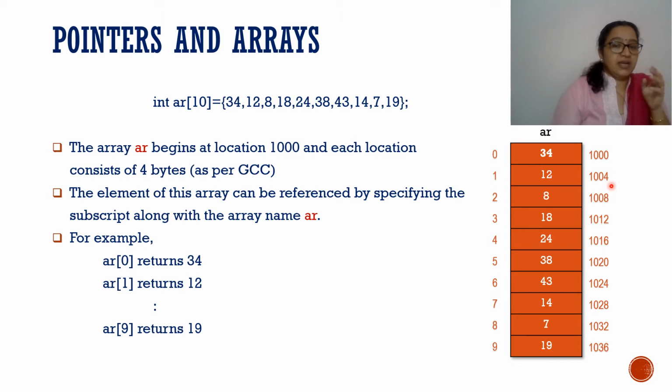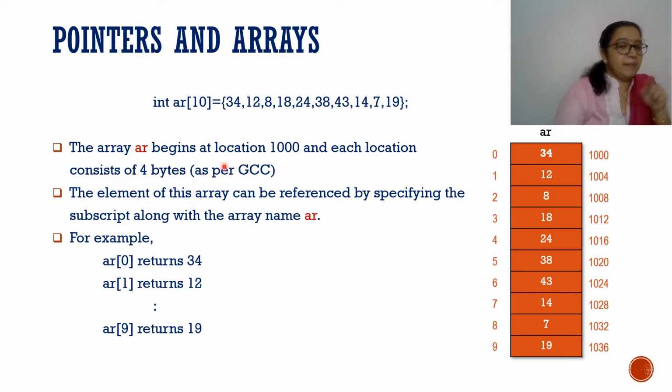And how can we refer to each cell, because AR is the name given and 10 cells are there? How can we represent each one? By using index numbers: 0, 1, 2, 3, 4, 5, 6, 7, 8, 9. So if AR[10] is the size, its index numbers are 0 to size minus 1, that is 9. Clear?